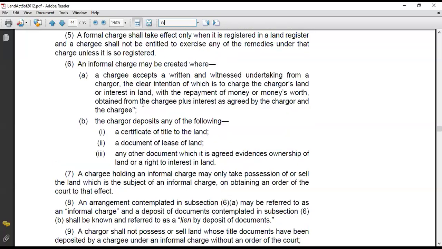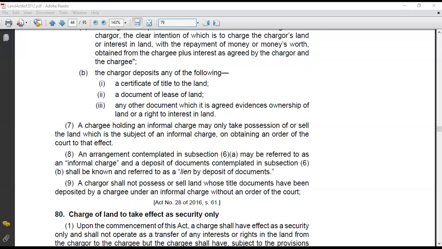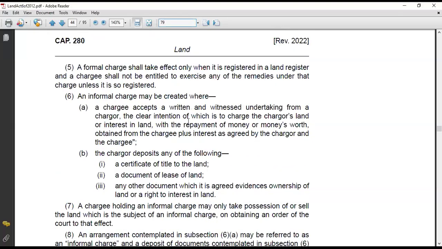So when you read section 75, 79, it answers the question that this is an informal charge. Because here we are told your client issued a letter of offer to Peter. Peter signed his part and deposited the title to the property pending registration, but registration was not done. So you need to discuss what an informal charge means, and you quote section 79(6). Are we together?